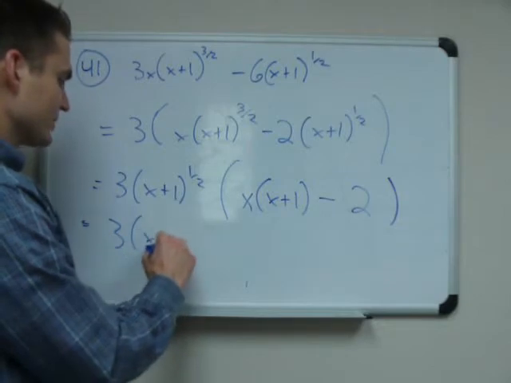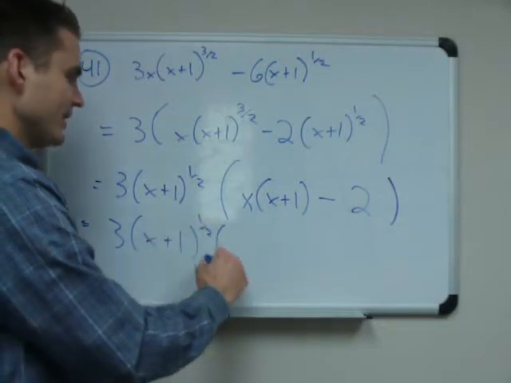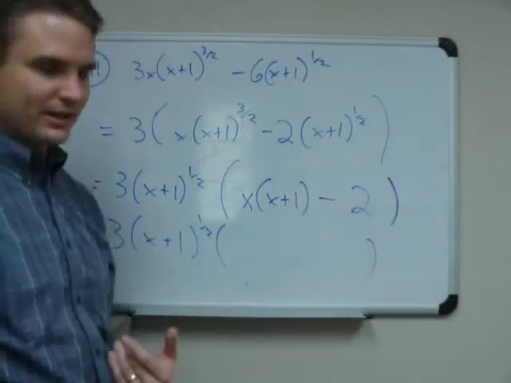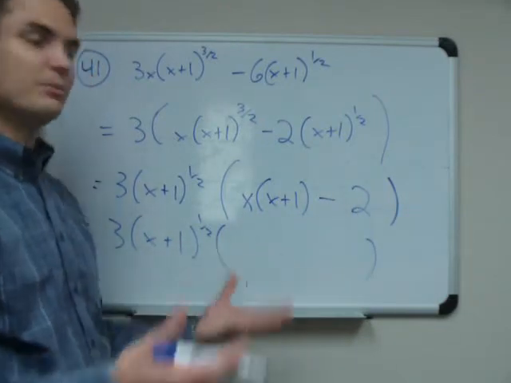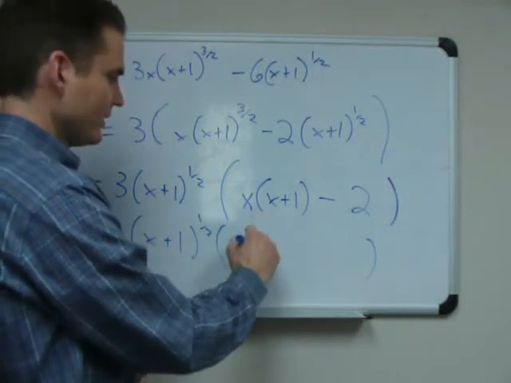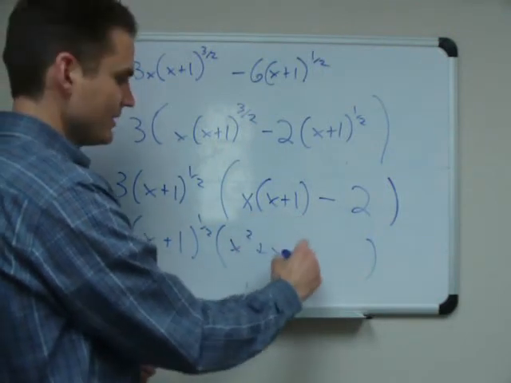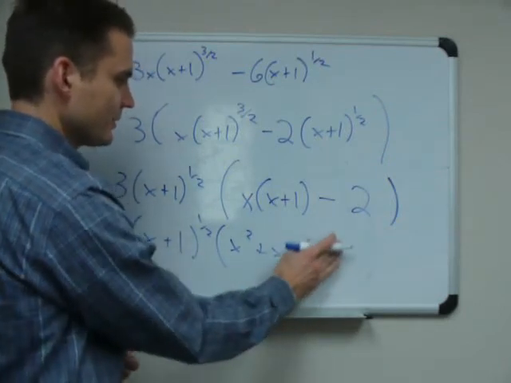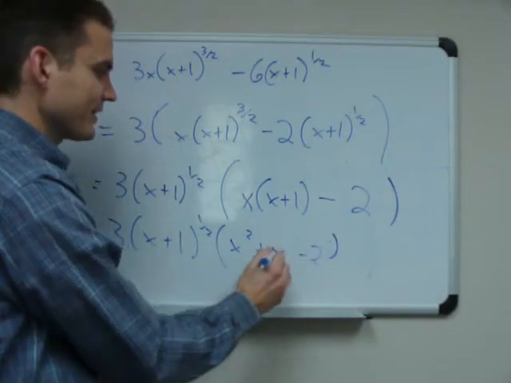3 times x plus 1 to the 1/2. And this really isn't factored. This is one thing factored, but we're subtracting 2 from it. So in the book, they would probably multiply this back together. And when we do that, we get x squared plus x minus 2. So we've done the main amount of factoring now.